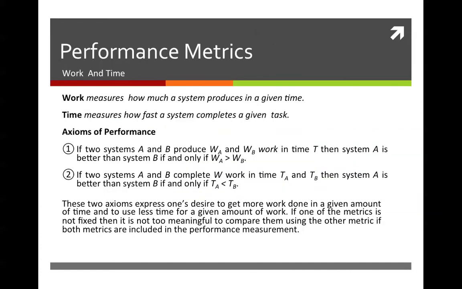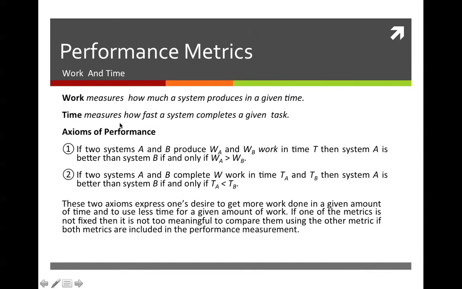So we began by talking about work and time, and we entered the subject of performance metrics. And then we agreed that work measures how much a system produces in a given time, and time measures how fast a system completes a given task. So these two concepts are fundamental to performance, because we want to get a certain amount of work done in a given amount of time, and we don't settle for anything less. Or we have a task, and we want to do it as fast as possible.